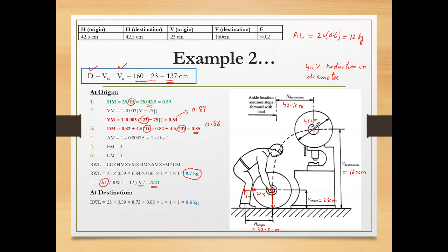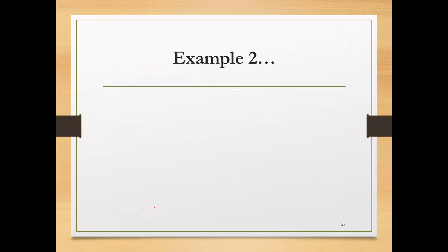Similarly, at the destination, all multipliers will remain the same except for the vertical multiplier. As the vertical distance is the same, the vertical multiplier will also be the same as in the original case, when the diameter was 75 centimeters. So in that case, the vertical multiplier at destination was 0.75, so it is the same. Now the rest of the values are the same as above. So the distance multiplier is the same because horizontal distance D is the same. And the horizontal multiplier is the same because H is the same. So the RWL at the destination is 8.6, and the lifting index turns out to be 12 over 8.6, 1.40. So that has reduced from 3.12 to 1.40. So that is a significant decrease as well.